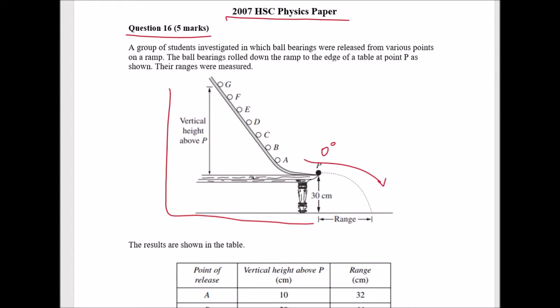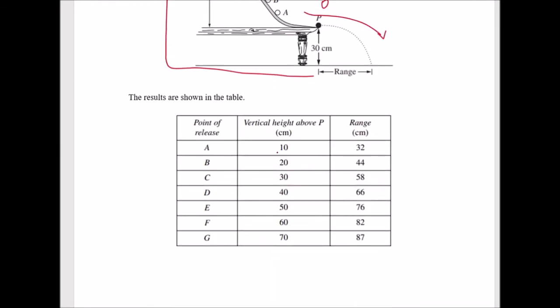So a group of students investigated in which ball bearings were released from various points on a ramp. The ball bearings rolled down the ramp to the edge of a table at point P as shown. Their ranges were measured. And so the measured ranges are given to you here.